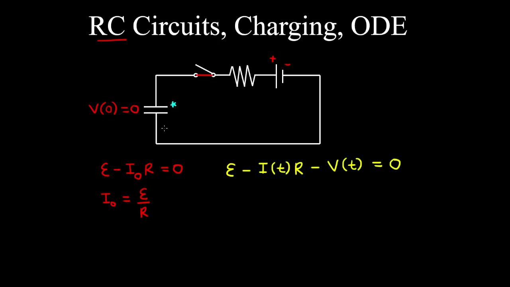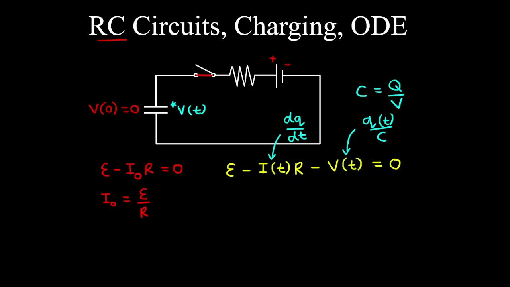Now as charge begins to accumulate on the capacitor, the voltage across the capacitor opposes the EMF provided by the battery. So noting that the current is the instantaneous rate of change of charge with respect to time, and recalling the capacitance is the charge stored on the capacitor over the voltage across the plates, then we can write the voltage as a function of time as the charge, which is also a function of time, over the capacitance.